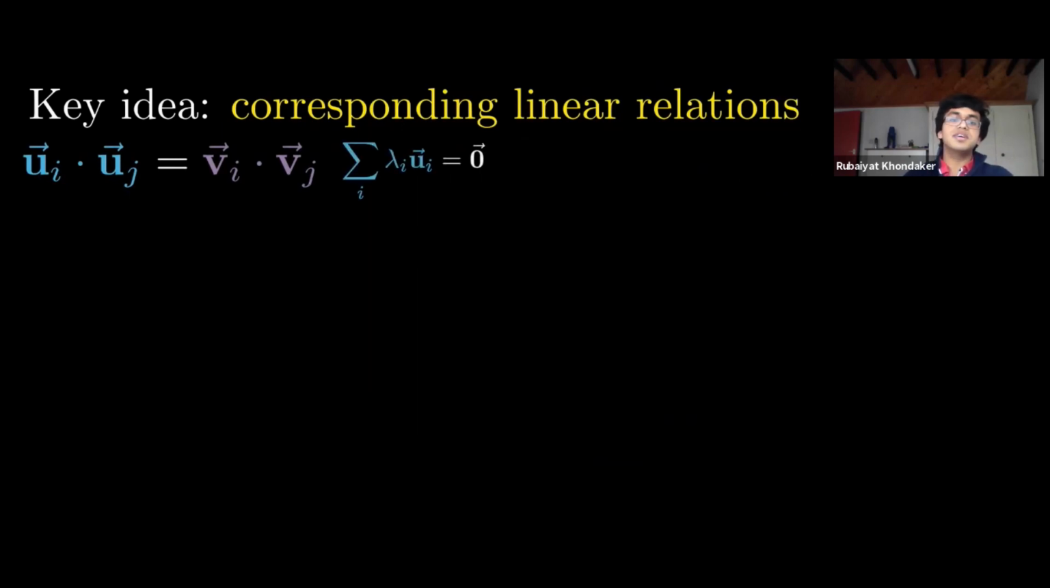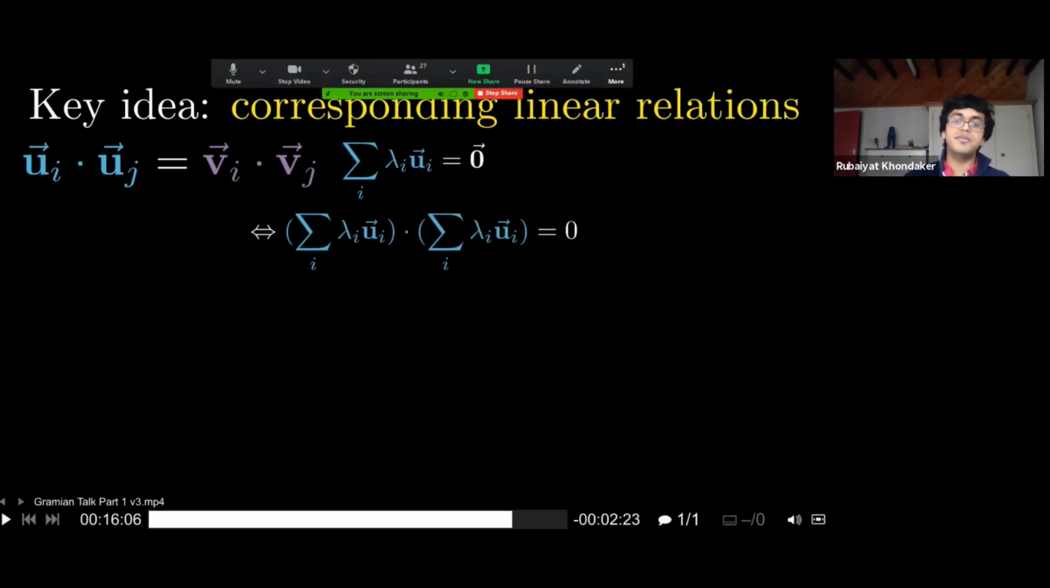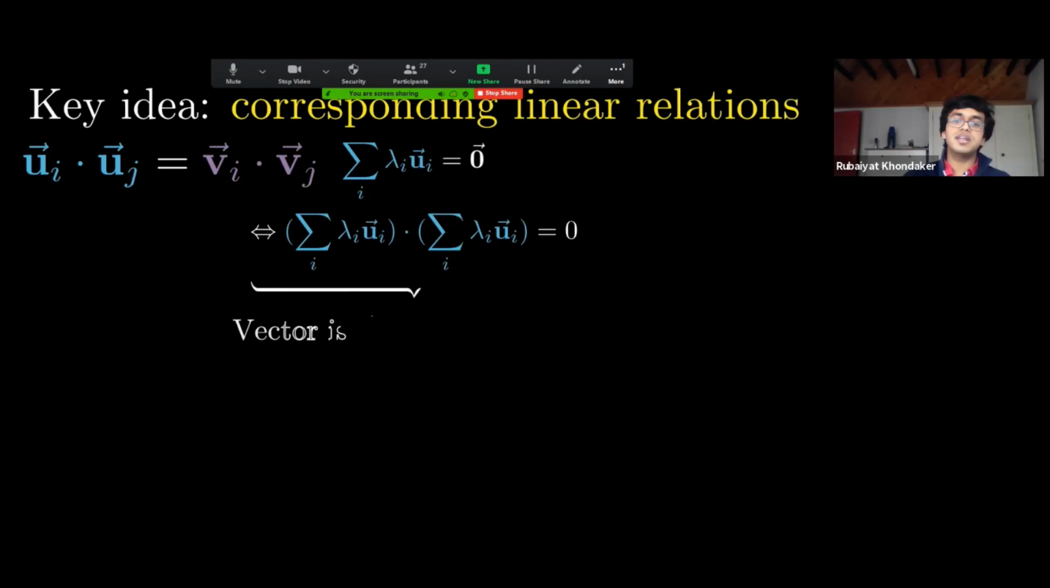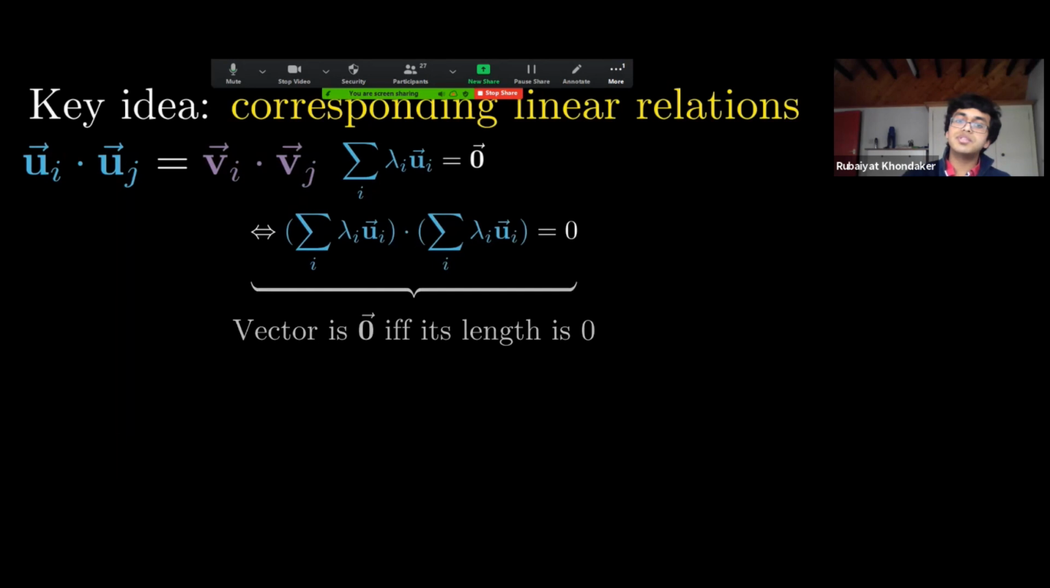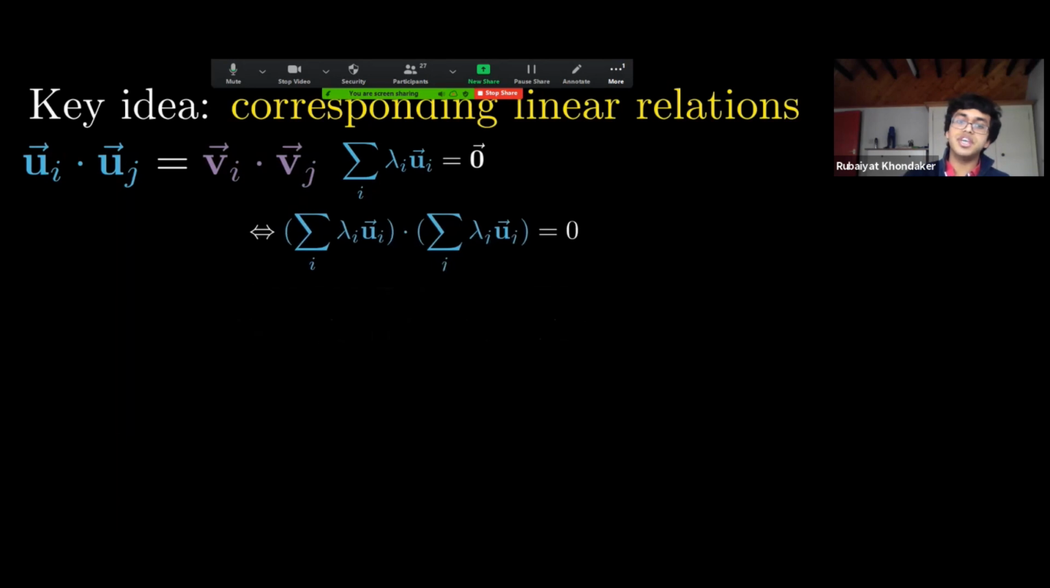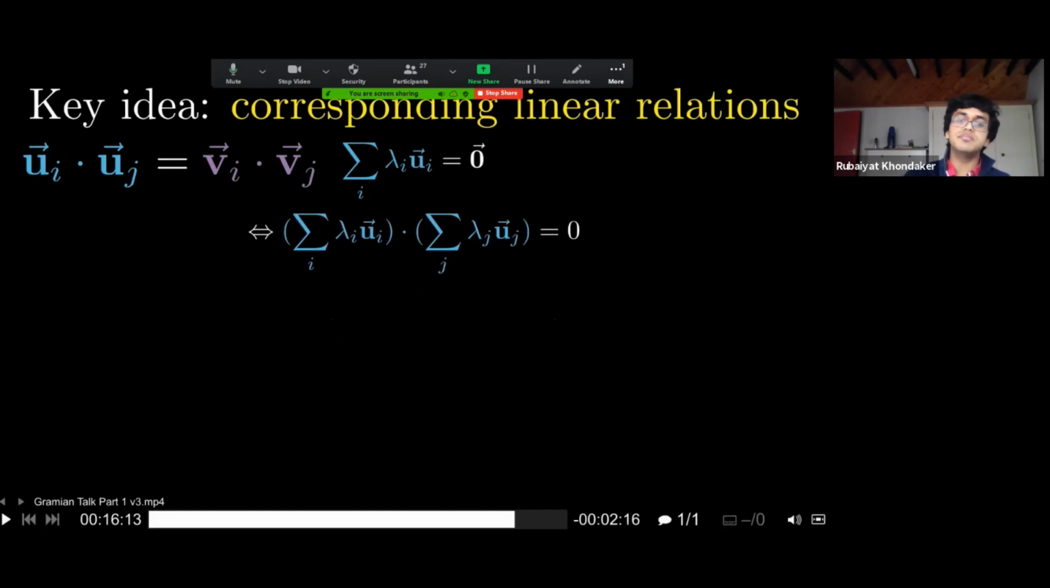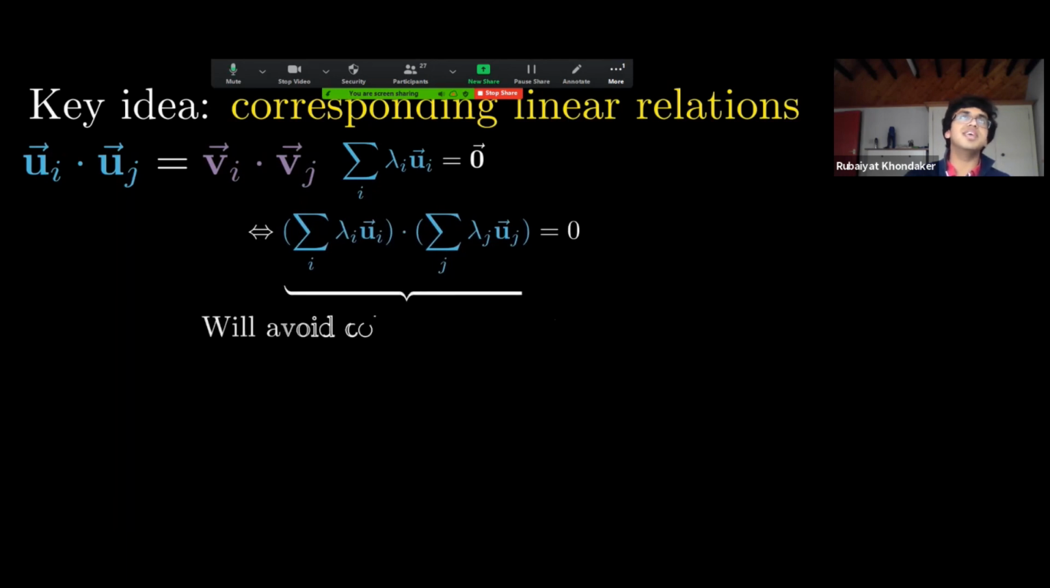Okay. If you have a linear relation among the ui, that's the same as saying that if you dot this vector with itself, you get 0. The reason for that is that a vector is a 0 vector if and only if its length is 0. And you compute the length of a vector by doing the dot product with itself. I'm also just going to change the i here to a j, just because that will avoid some collision in notation a bit later.